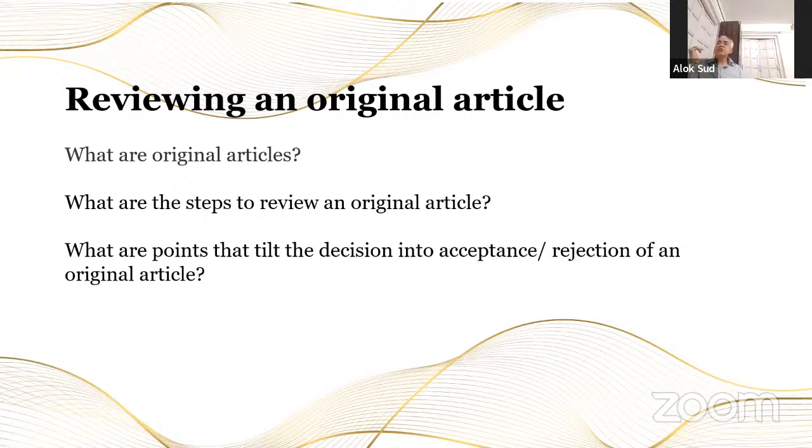So the method section should be clear and reproducible. That is, your methods should be reproducible by others. They should have clearly defined outcomes. There should be no subjectivity in methods. There should be objectivity in methods. You should see that all ethical permissions, consents, and competing interests are dealt with in materials and methods.